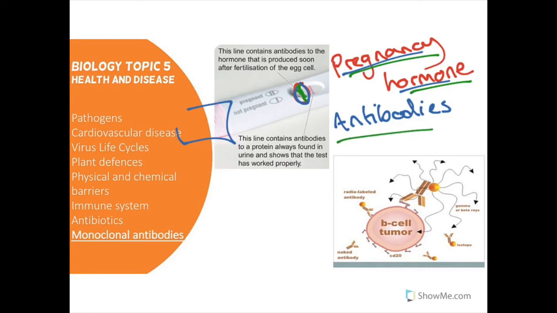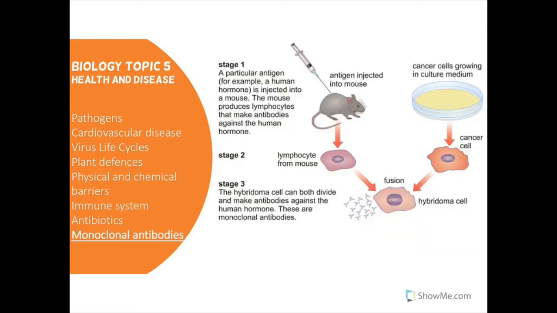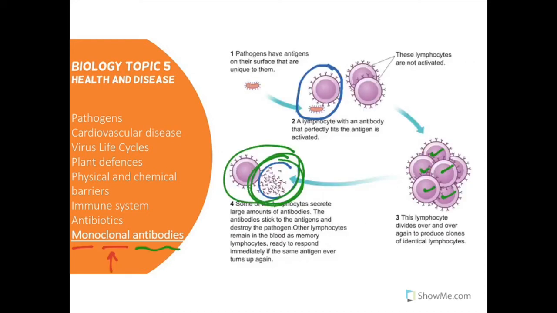Another one in the future we'll talk about in a second, but we'll use that pregnancy hormone one as the basis of this. So we want to make lots and lots of the antibody that's going to attach to the pregnancy hormone. How do we make that? What we could do is just extract lots of white blood cells and they would make lots of antibodies. Unfortunately for us, white blood cells are very, very hard to grow in the lab, and also they die after a certain amount of time.